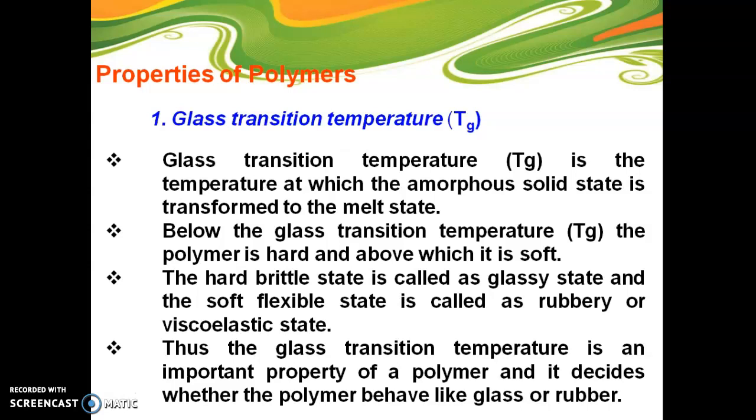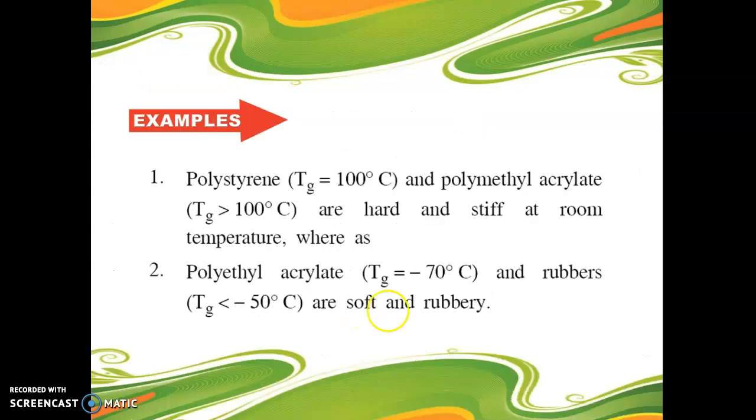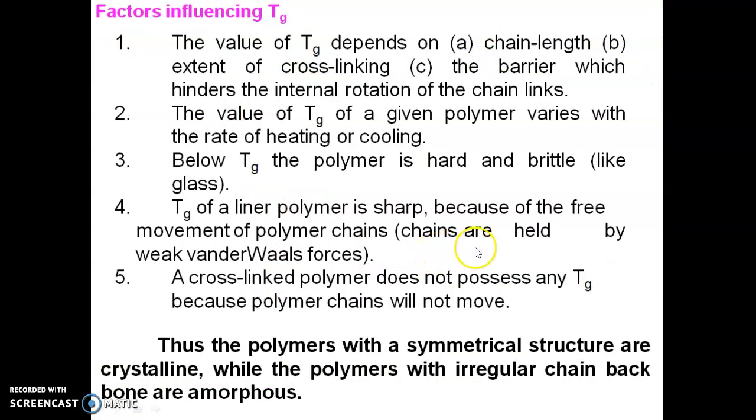Below the glass transition temperature, the polymer is very hard, and above the glass transition temperature it is very soft. The hard, brittle state is called the glassy state, and the soft, flexible state is called the rubbery state. These are examples for polystyrene and polyethyl acrylate.